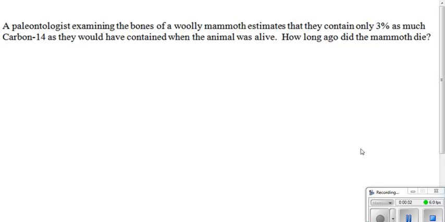Continuing on with our 10.6 lesson, we're looking at real-life examples of exponential growth and decay. In this example, a paleontologist examining the bones of a woolly mammoth estimates that they contain only 3% as much carbon-14 as they would have contained when the animal was alive. So how long ago did the mammoth die?